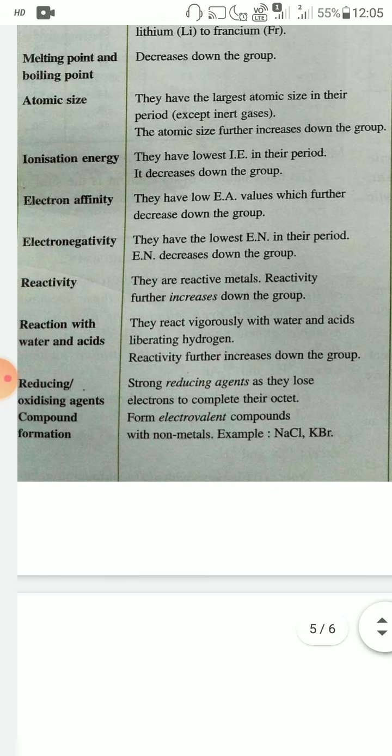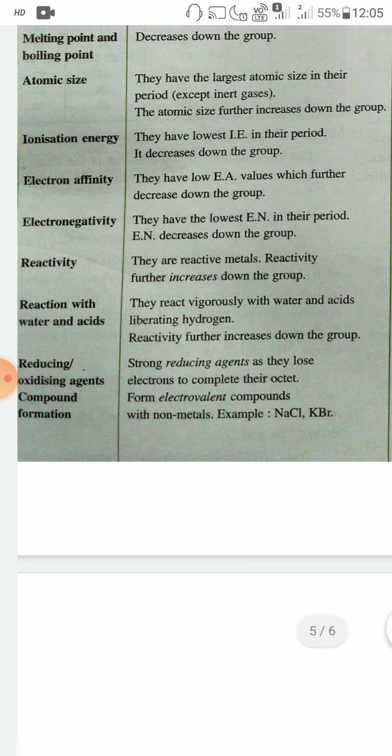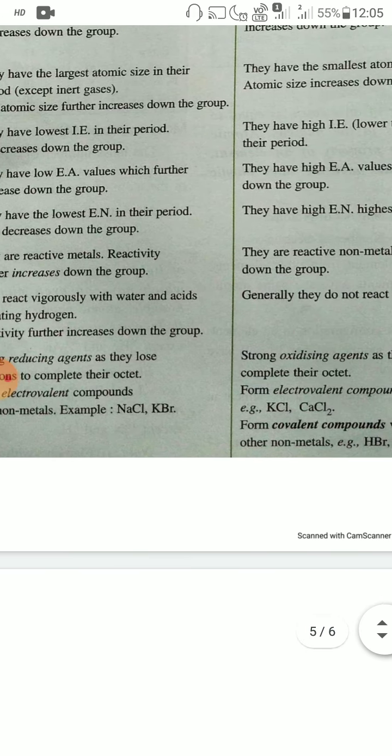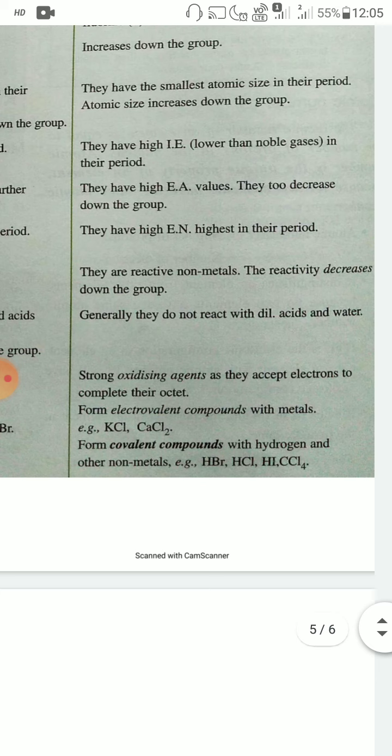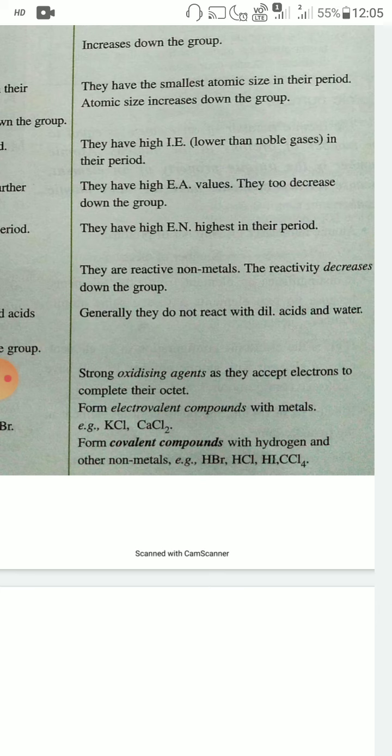Now, melting and boiling point. As group 1 elements are metals, they have a high melting point and boiling point, and the melting and boiling point decreases down the group in the case of alkali metals. In the case of halogens, down the group atomic number increases, atomic size increases, mass number and atomic mass increase.